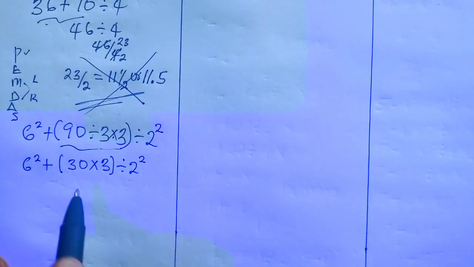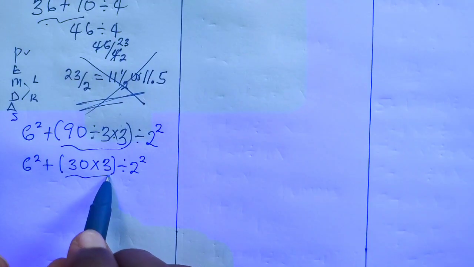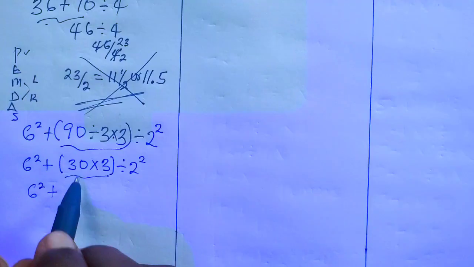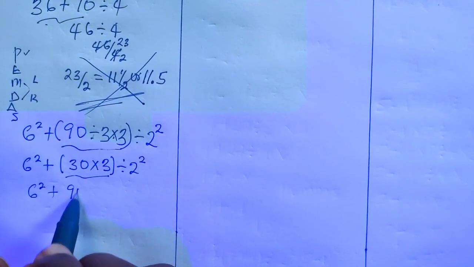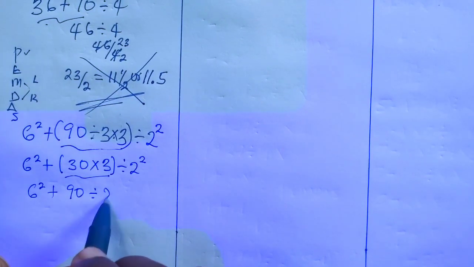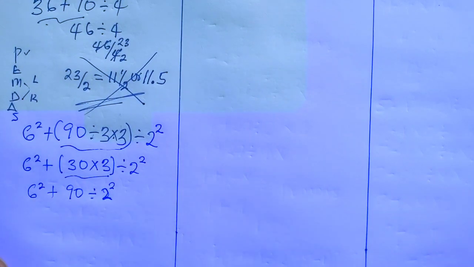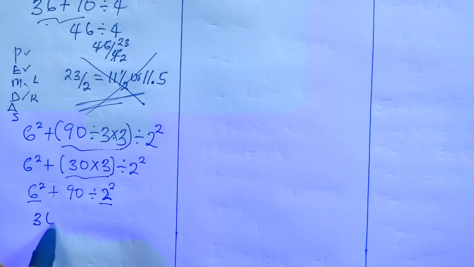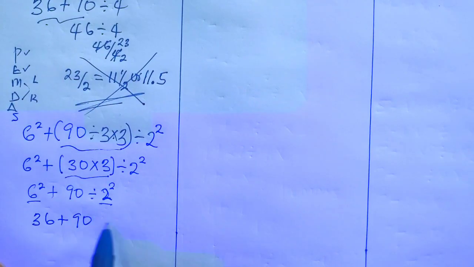And again, still inside the parentheses, we are going to consider this multiplication, and the expression becomes 6 to the power of 2 plus 30 times 3, that will give us 90, then divided by 2 to the power of 2. And next, we are going to consider exponents. So we are going to simplify this, and the expression becomes 6 to the power of 2, that gives us 36, then plus 90 divided by 2 to the power of 2, that gives us 4.